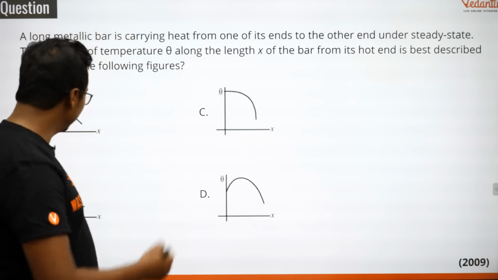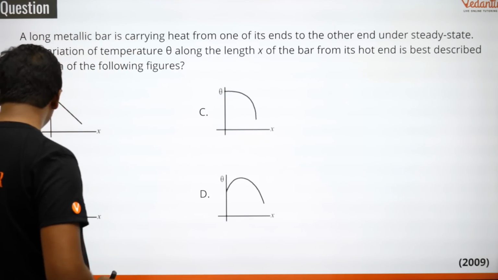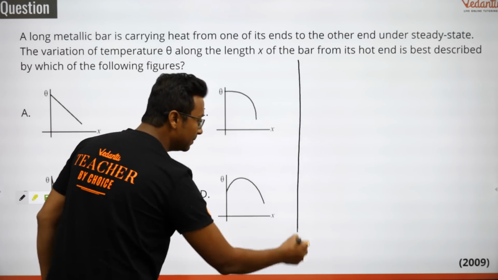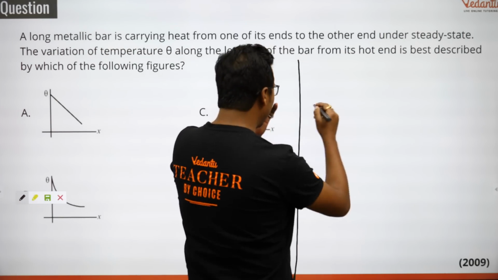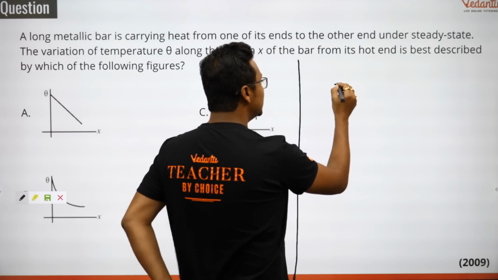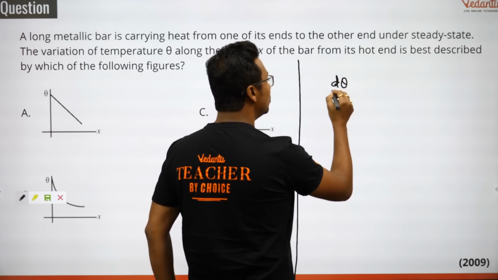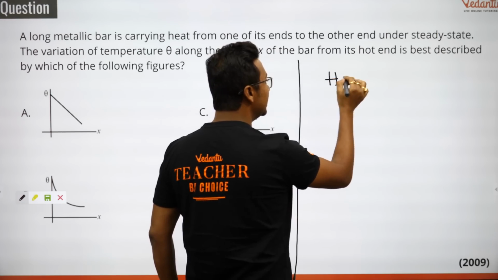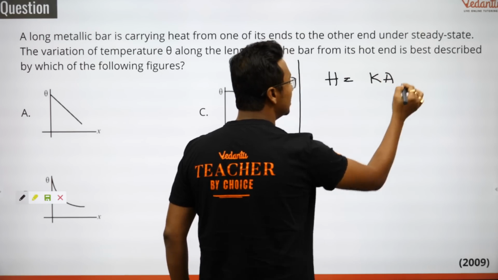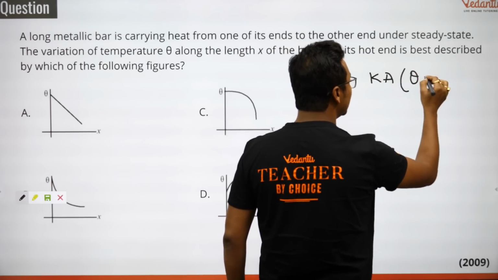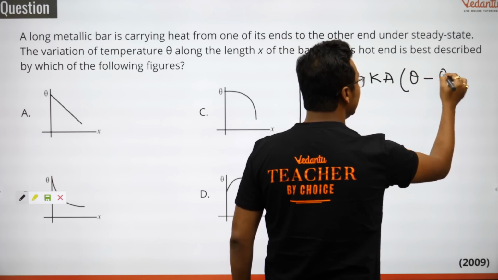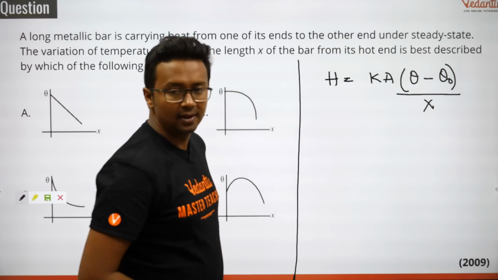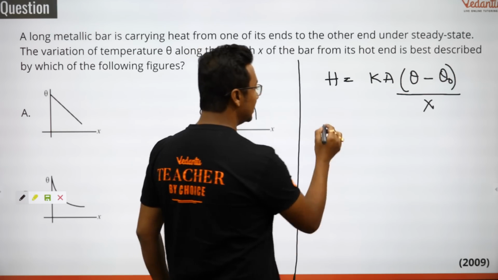Okay, now let us look at how we get it very quickly. Let's just prove it. We'll take up a bar here, and we know, my dear students, that dQ, or let's say heat current, is equal to KA (theta minus theta naught) divided by x. Clear? Arrange this. What do you get?